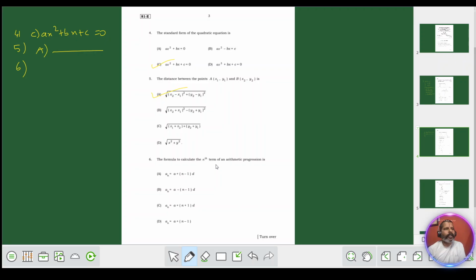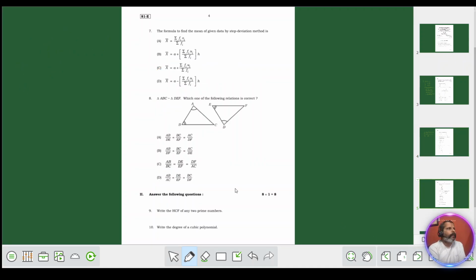Formula to calculate the nth term of the AP. It's again a direct formula. An is equal to a plus n minus 1 into d. That is also the answer here. Okay. Seventh one.